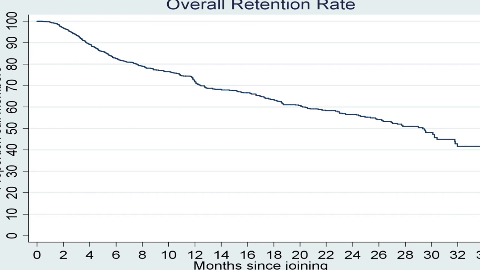Now, those of you who are familiar with the work that I've been doing over the last 15 years will be familiar with a survival curve. This survival curve, fairly straightforward. Across the bottom here, what you've got is months of membership or months since joining, and what you have up the side is the proportion of customers still members.